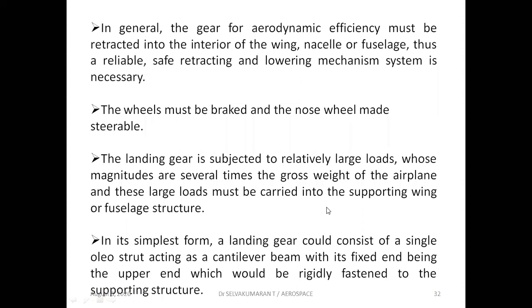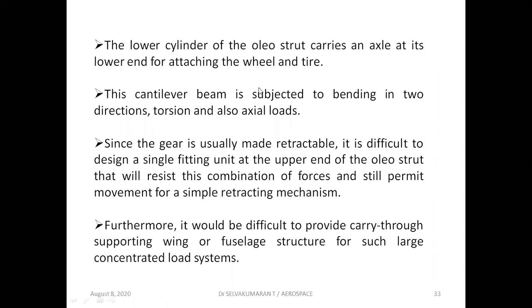So in a simplest form, the landing gear could consist of a single oleo strut acting as a cantilever beam with its fixed end being the upper end, which would be rigidly fastened to the supporting structure. The lower cylinder of the oleo strut carries an axle at its lower end for attaching the wheel and tire. So this cantilever beam type is subjected to bending in two directions, torsion, and also axial loads.